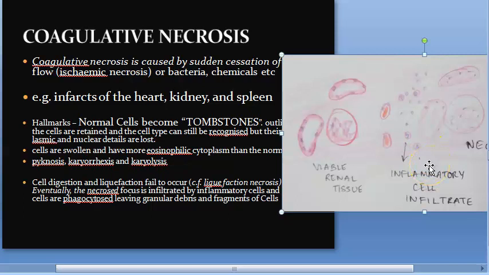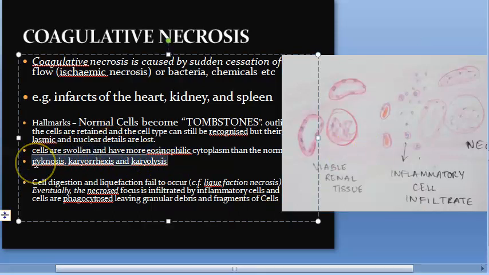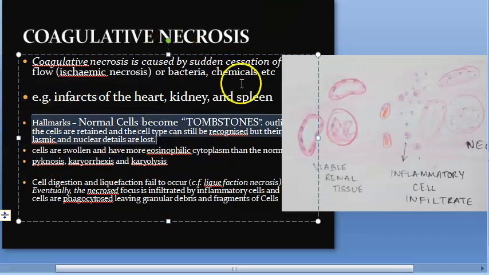Here the cell initially will swell and it has eosinophilic cytoplasm. Then the nucleus will have pycnosis, karyorrhexis, and karyolysis. These are standard words that you will write. The only thing new that you learned here is that the normal cells become tombstones. The outline of the cells is retained. The cell type can still be recognized, but their cytoplasmic and nuclear details are lost. These are the only things that are new for you.